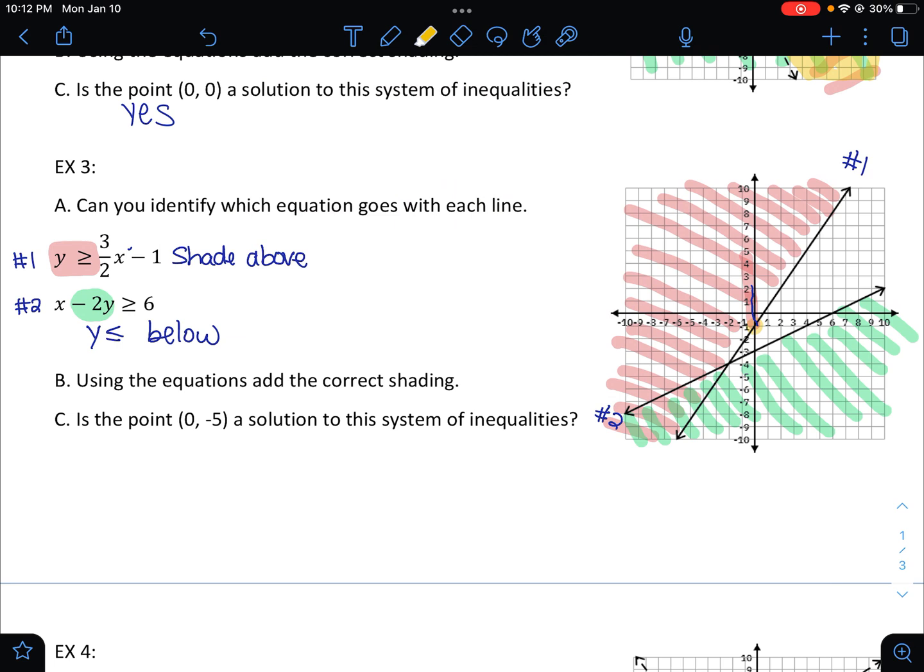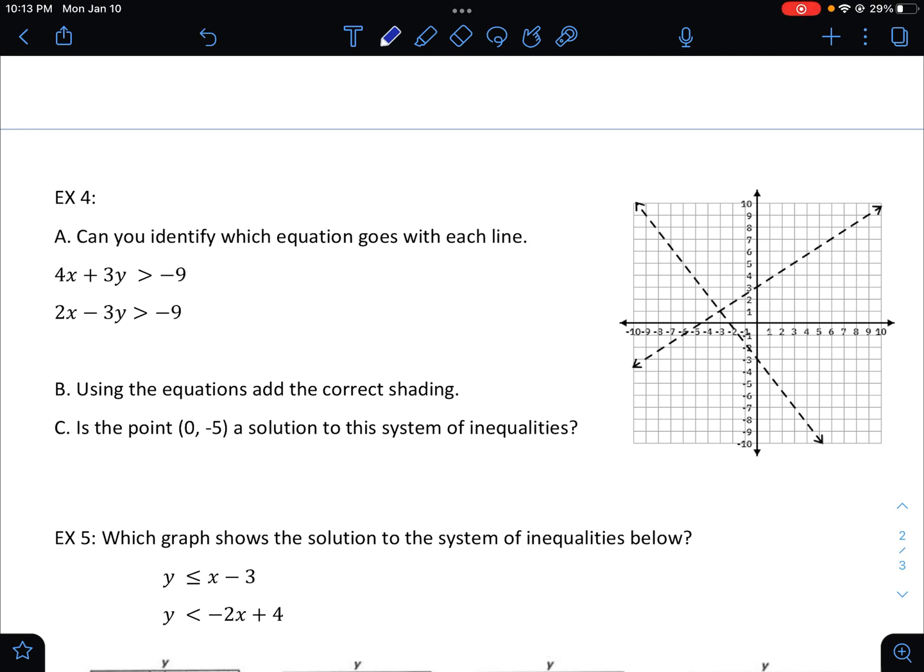What we are looking for again is that overlapping area. So this is the area right here. I'm highlighting it in yellow to make it stand out a little more. Now we need to see if the point 0, -5 is in the solution set. So 0, -5 is right here. It is not in that yellow area, so no, it is not a solution. It works for line number 2, but it does not work for line number 1, so it is not a solution. Again, you could always plug in the point for x and y into both equations like we did yesterday.